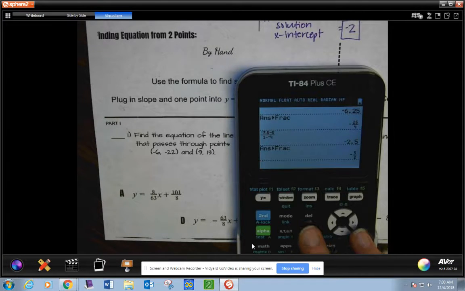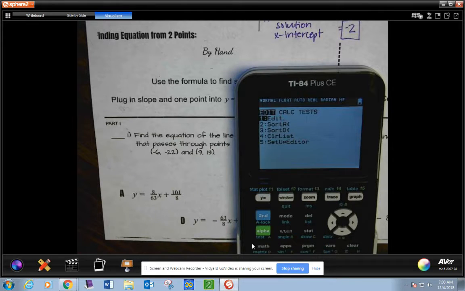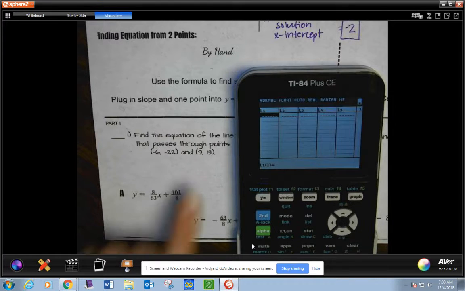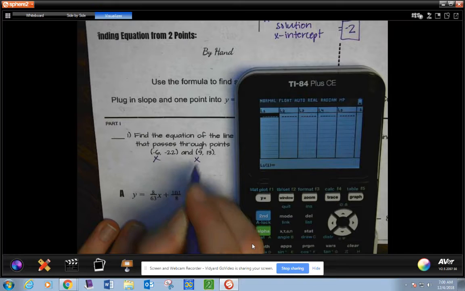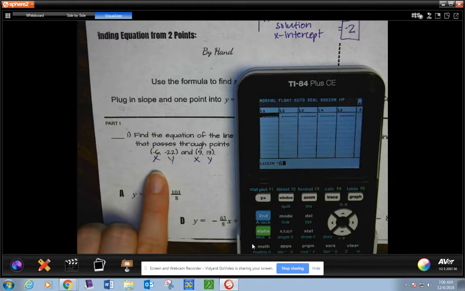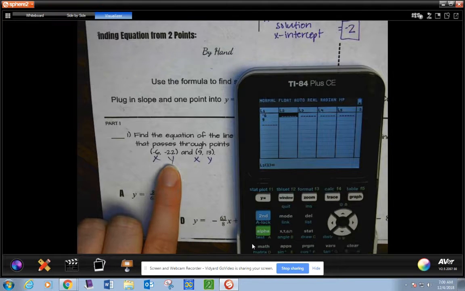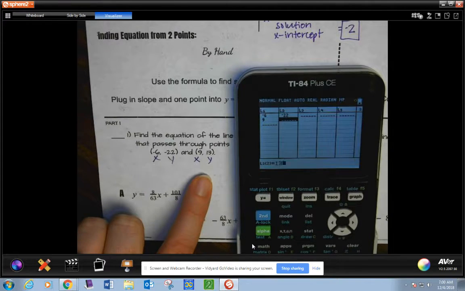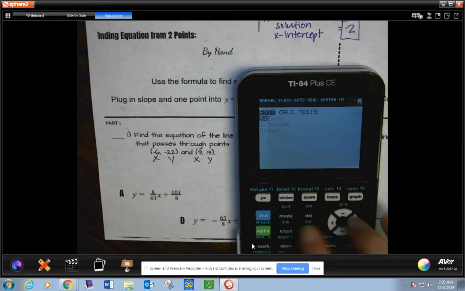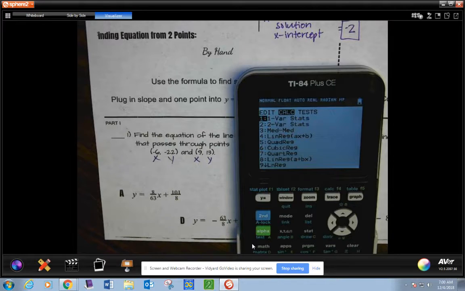Okay, so they said to go stat, edit. Well, we already have information in, so remember you have to scroll up to L1 and L2 and clear the list. And you're going to put your X's in L1 and your Y's in L2. So I'm going to put negative 6, enter, and 9, enter. And then in L2, negative 22, enter, and 13, enter. Okay, once I have them in there, we're going to press stat, go over to calc. We want to do number 4, down to calculate.